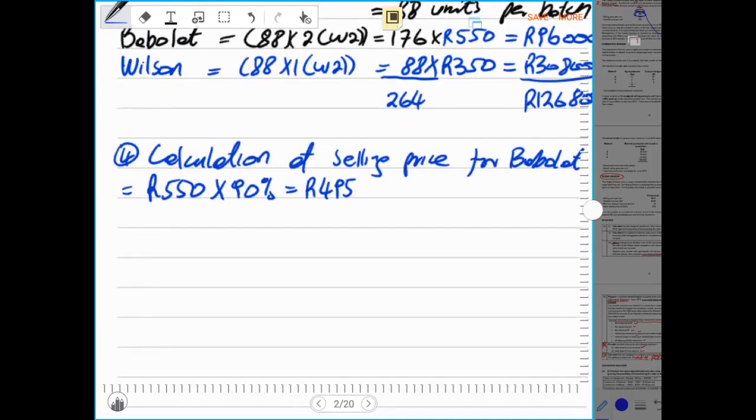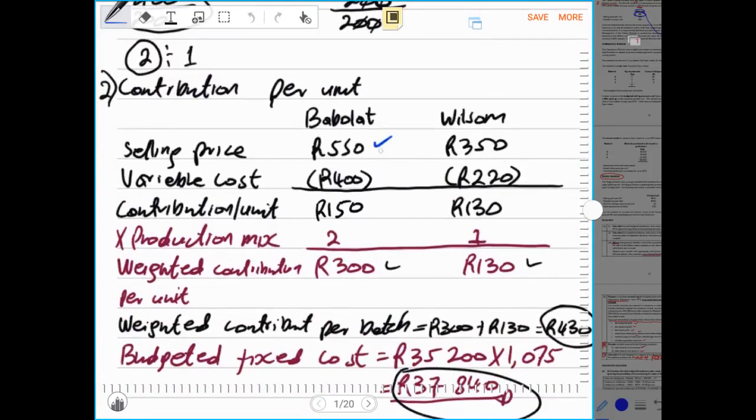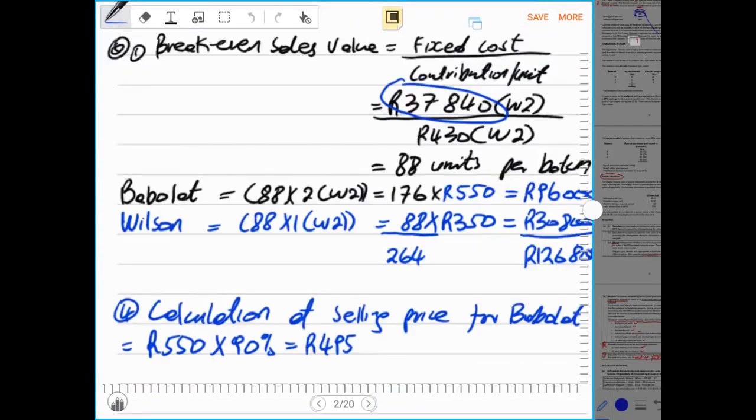However, now our contribution will definitely change, because our contribution was previously calculated as 150, which was 550 minus 400. But now we no longer have the same price of 550, because the company is selling this product at 495. So now we have to change our selling price, then minus the same variable cost. That's what we'll be doing now in calculating the new contribution for product Bapolot after the discontinuation of product Wilson.